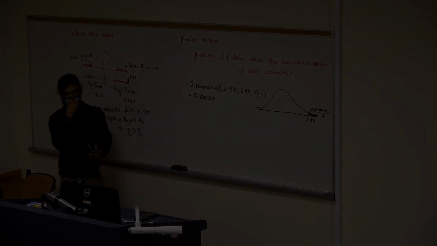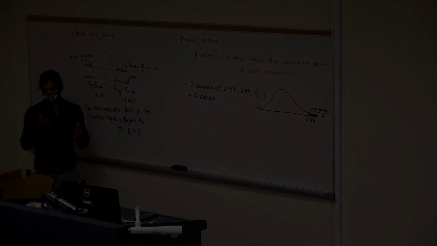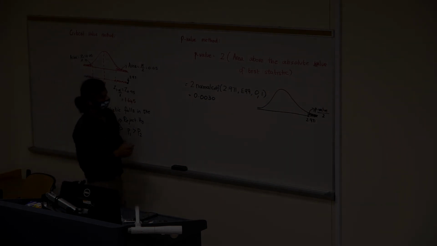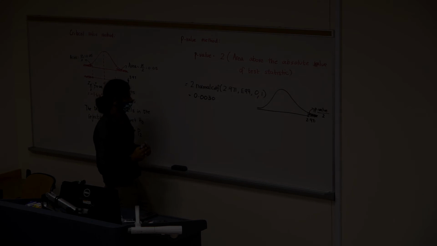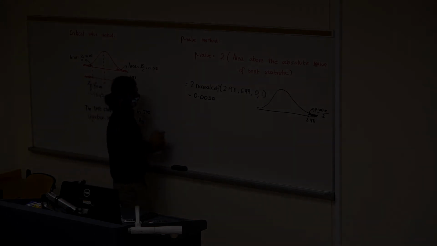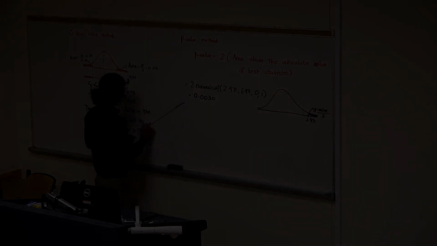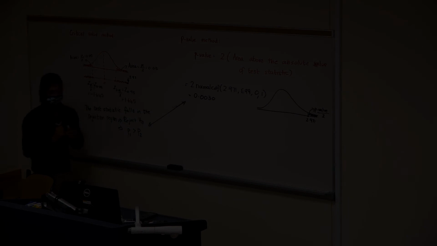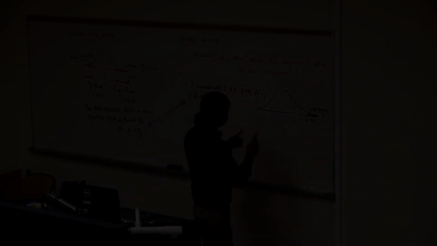Is that less than alpha? Yes, alpha is 0.1. Clearly it's less than alpha. So we still reject the null. We end up getting the same conclusion. But the interpretation is different. How do we interpret it here?